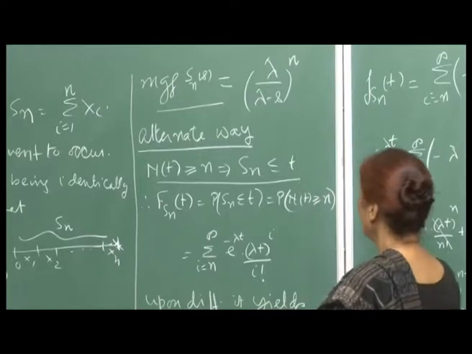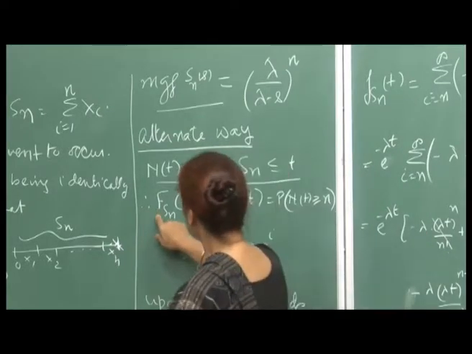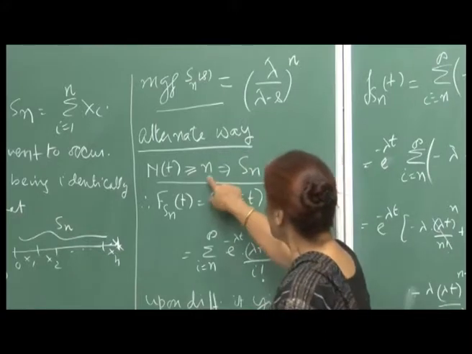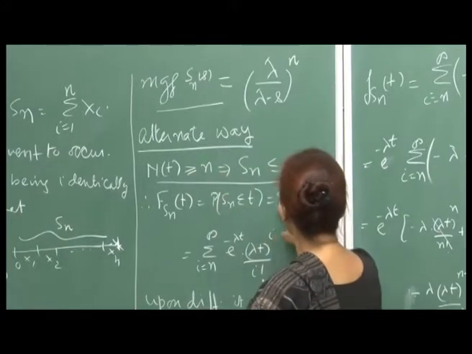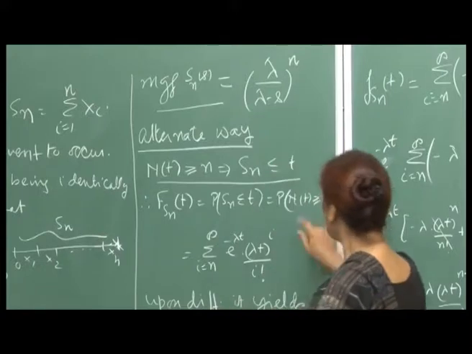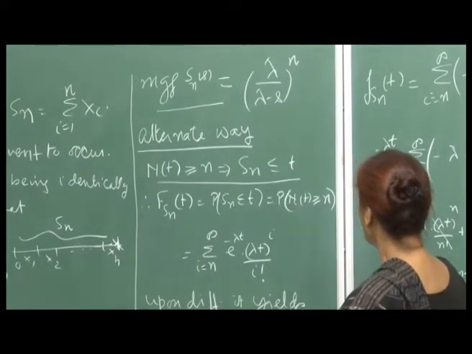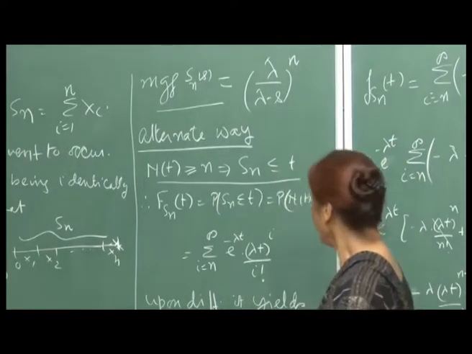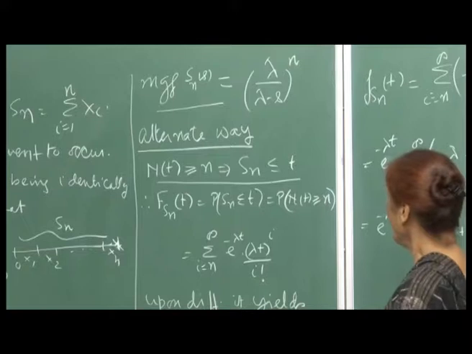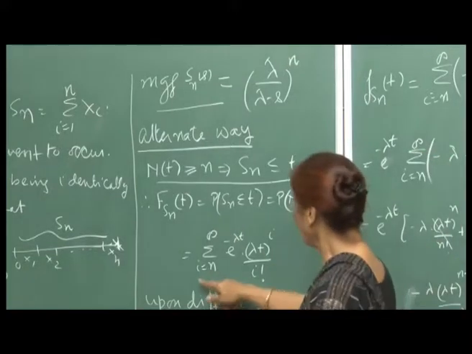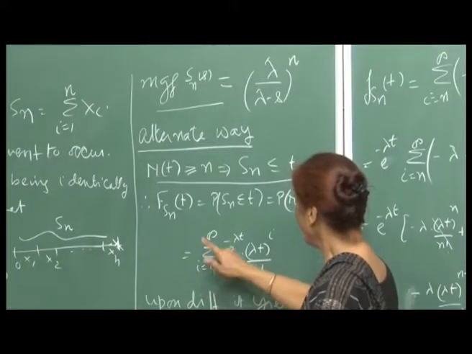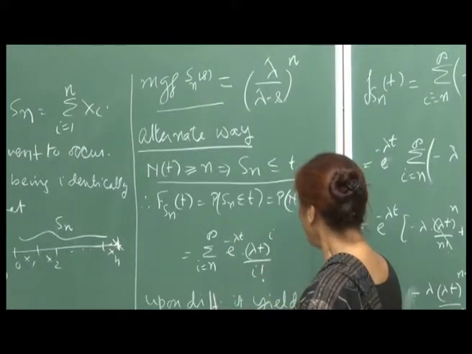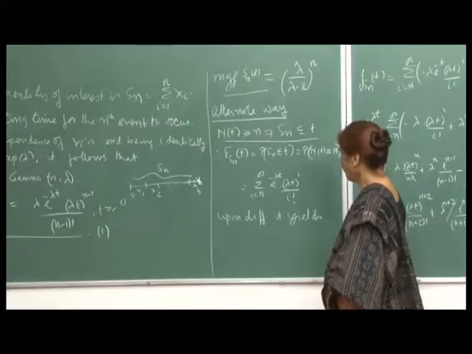So, when you want to compute the distribution function of S n, this is probability S n less than or equal to t, which because the two events are the same, is probability N t greater than or equal to n. And so, since N t is a Poisson random variable with lambda t as the parameter, therefore this probability can be written as sigma i varying from n to infinity e raised to minus lambda t, lambda t raised to i upon i factorial, right.